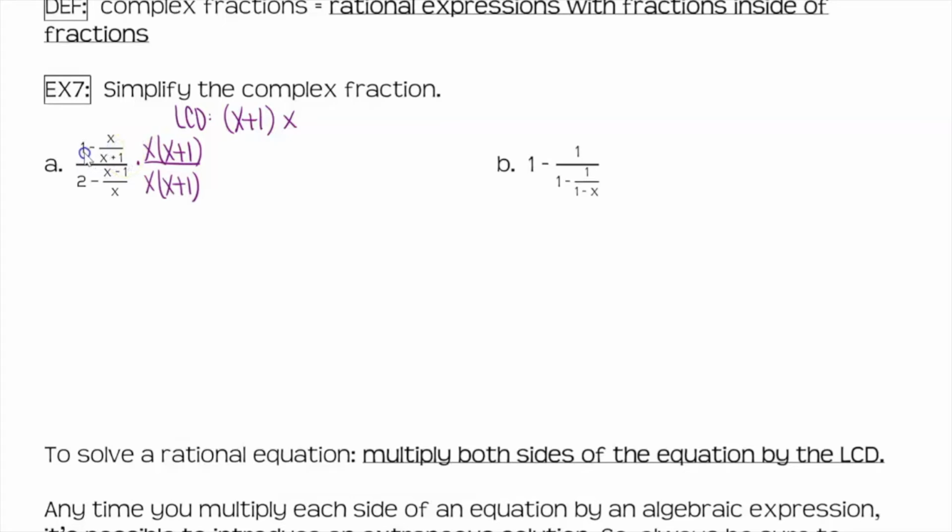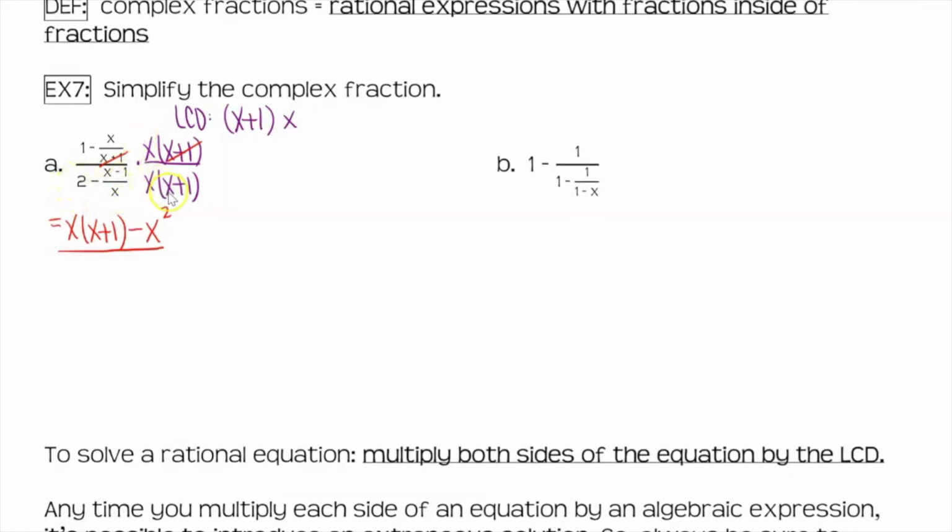Okay, when I multiply 1 by the LCD, it's just the LCD, right? So it's just x times x plus 1. But when I multiply this fraction by x times x plus 1, the x plus 1s are going to cancel, and I'll be subtracting x times x. But notice that the fraction is gone in the numerator. So then we do the same thing to the denominator.